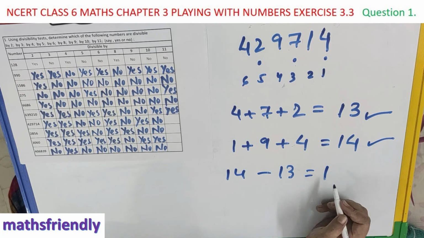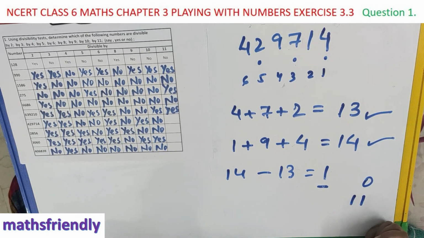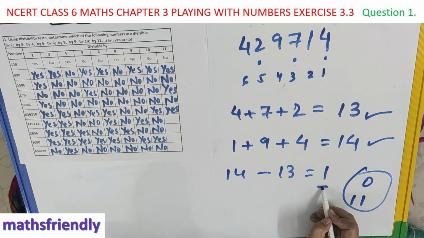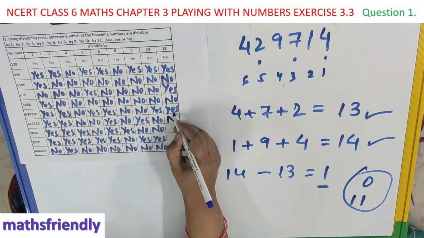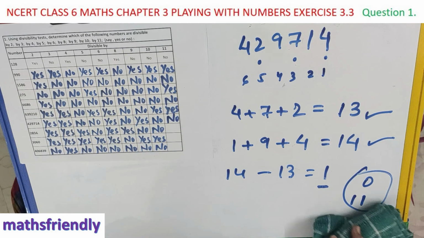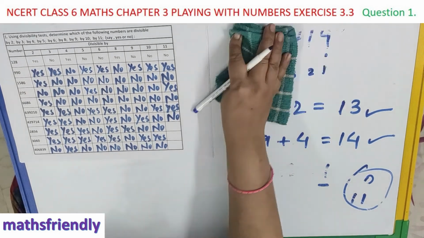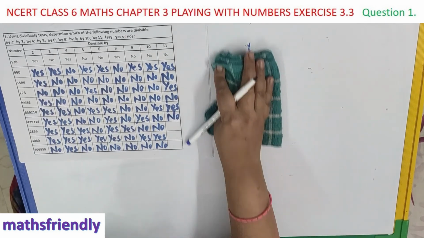It means this number is not divisible by 11, because the difference should be either 0 or a multiple of 11. Okay, but it is neither of these two. So we will write, no, this number is not divisible by 11. Right. See, by these rules very easily we can find whether a number is divisible by 11 or not.